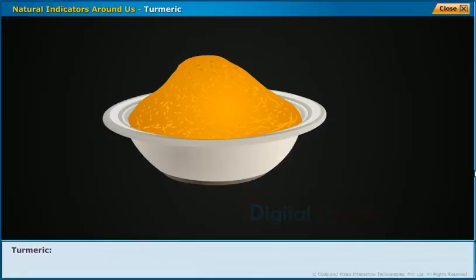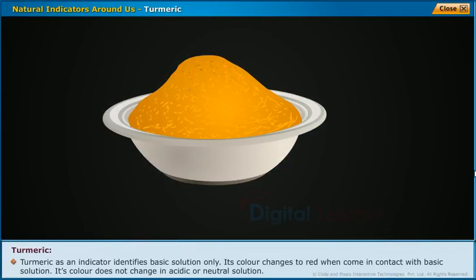Turmeric. Turmeric as an indicator identifies basic solution only. Its color changes to red when it comes in contact with basic solution. Its color does not change in acidic or neutral solution.